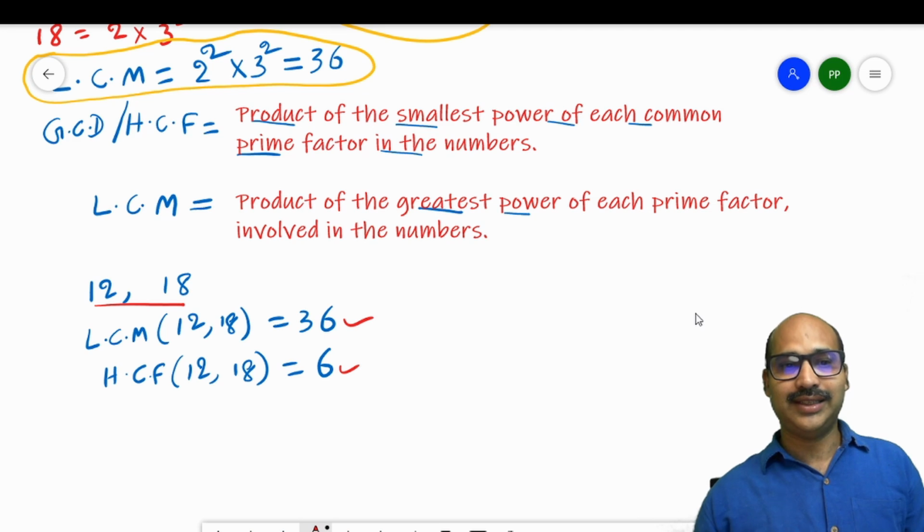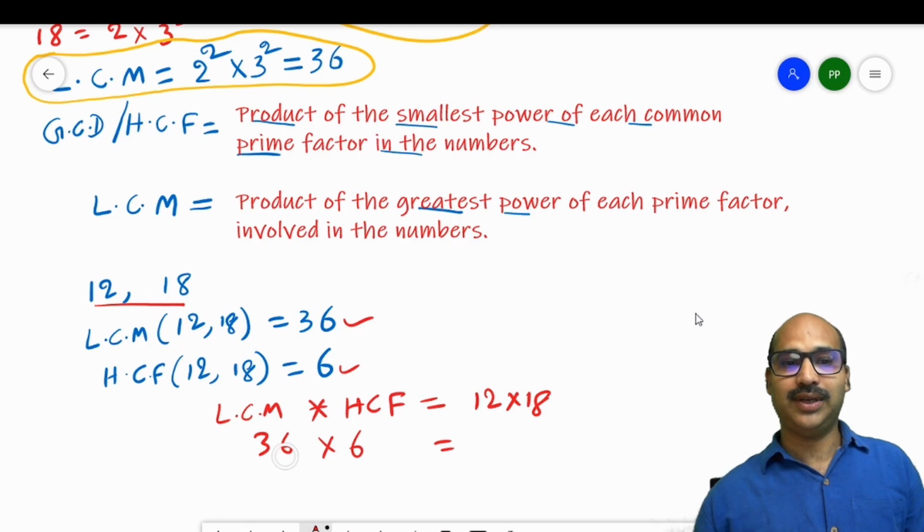Here 36 into 6, LCM into HCF. LCM is 36 into 6, which is equal to 12 into 18. This is equal to, here 6 6s are 36, 6 3s are 18 plus 3 is 21, so 216. This value is also equal to 216. 12 8s are 96, 12 1s are 12 plus 9 is 21, 216. So this is also equal to 216.